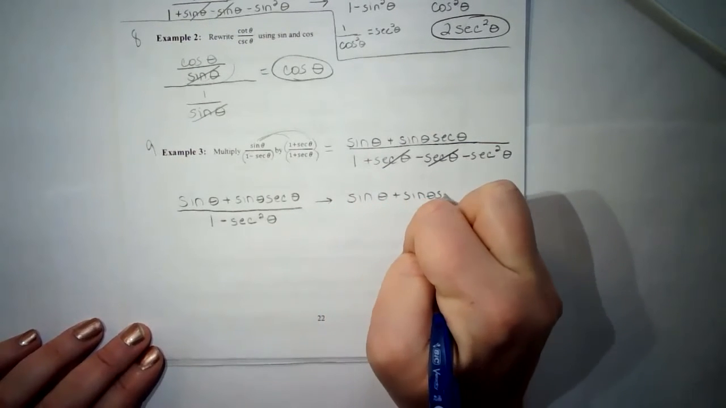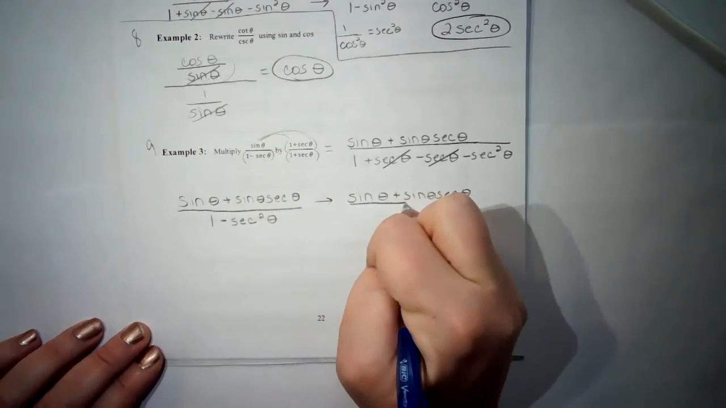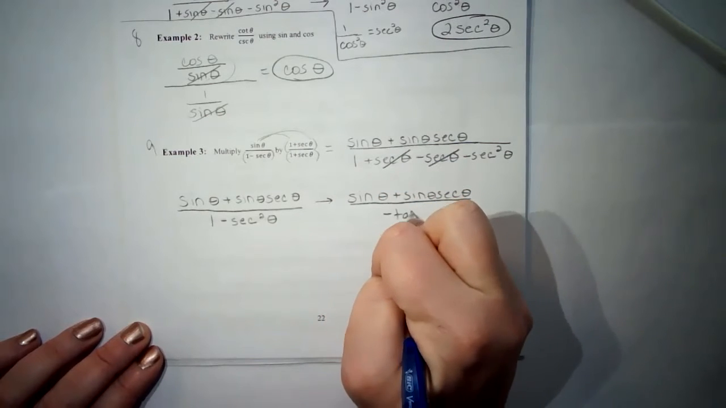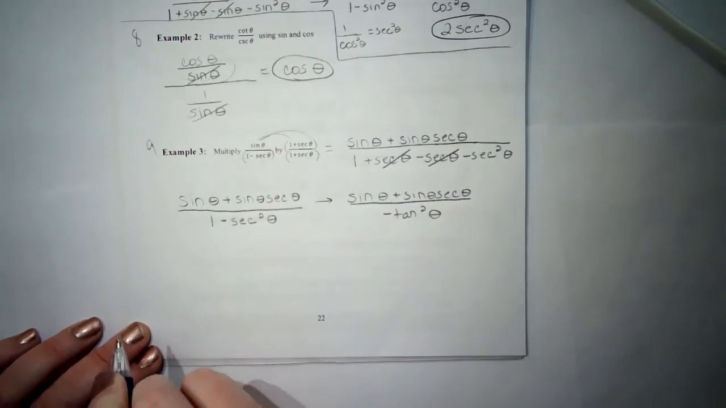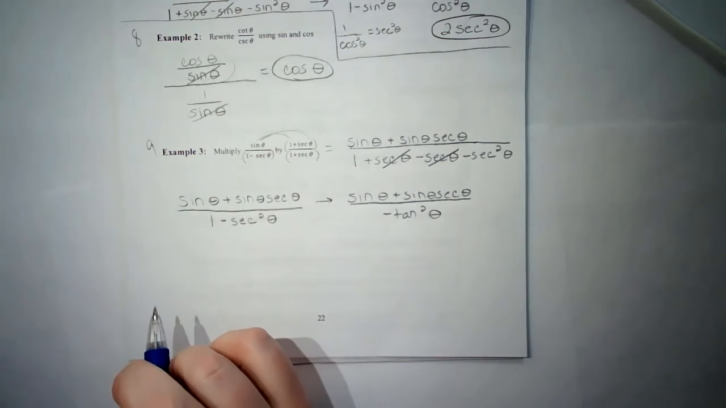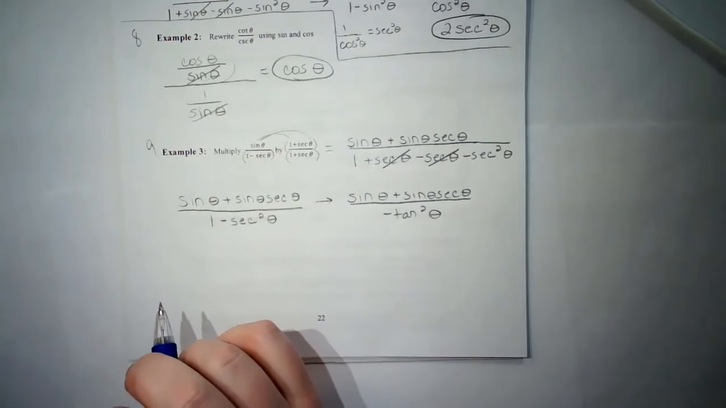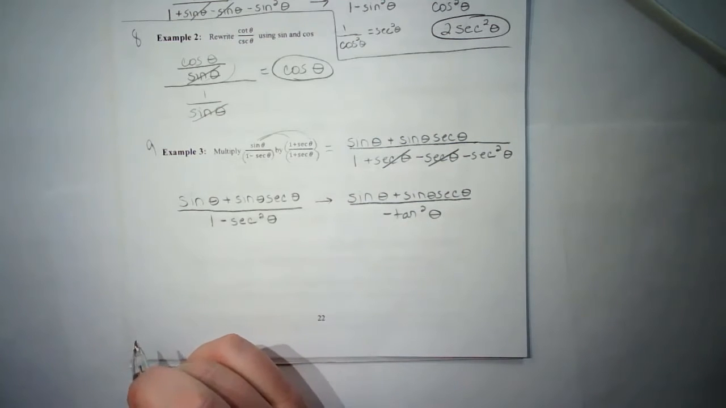my new denominator is going to be negative tan squared theta. That's going to be my new denominator. And he's negative because that's what I had to do to get my identity to match using that Pythagorean. Okay, is that all right? Okay, let's keep looking here.